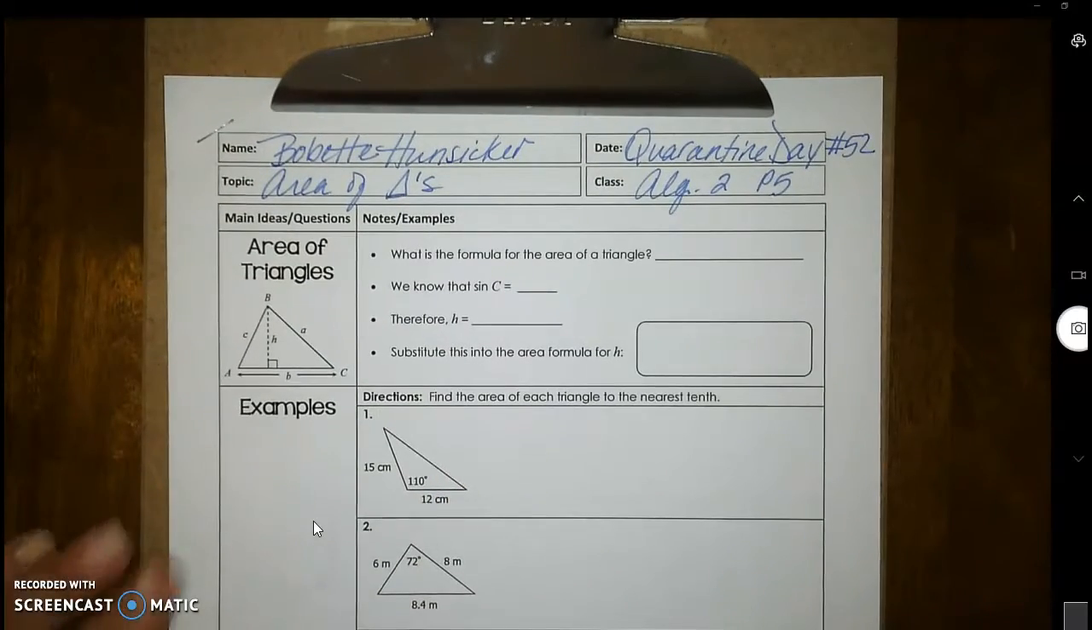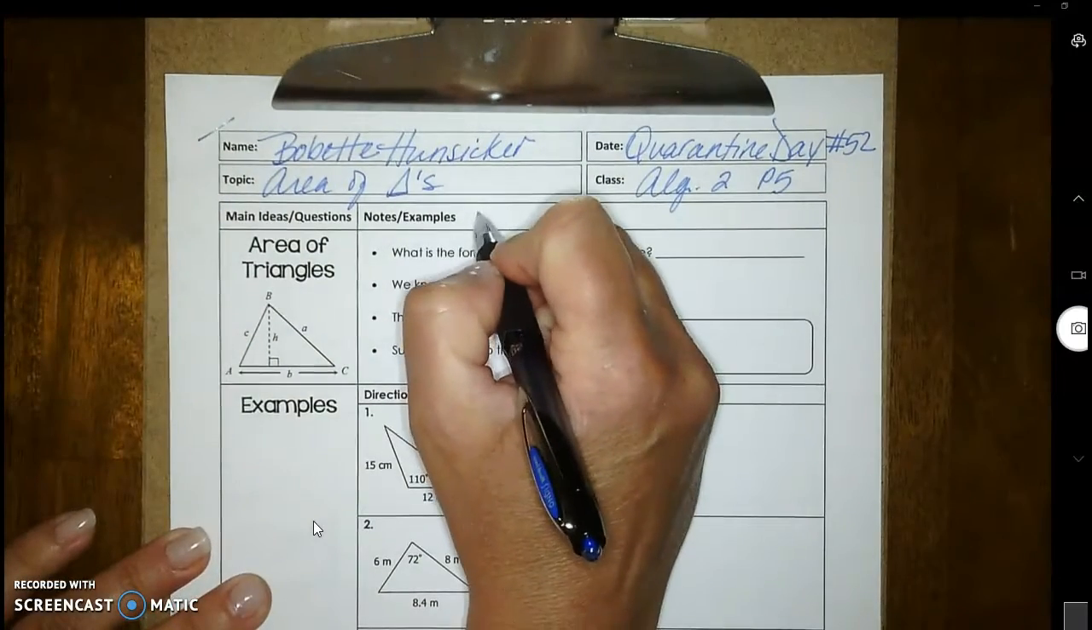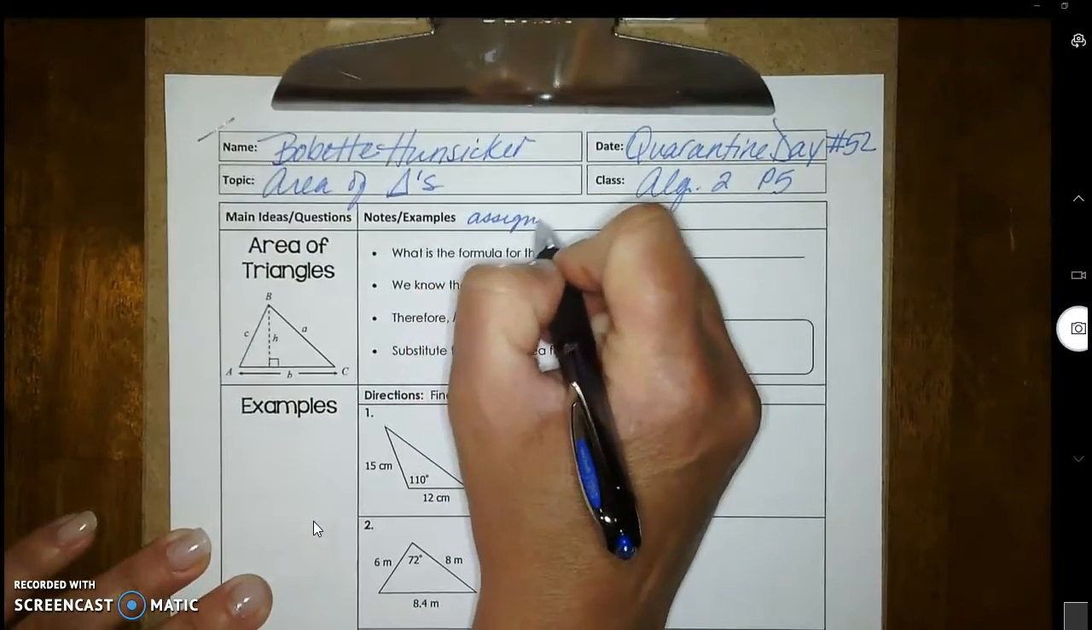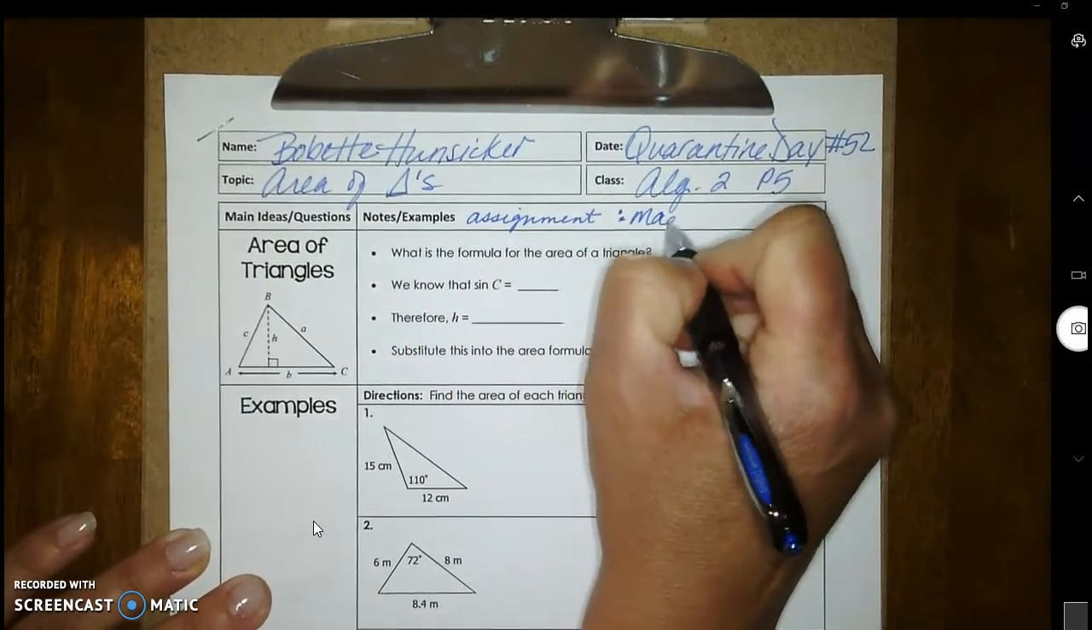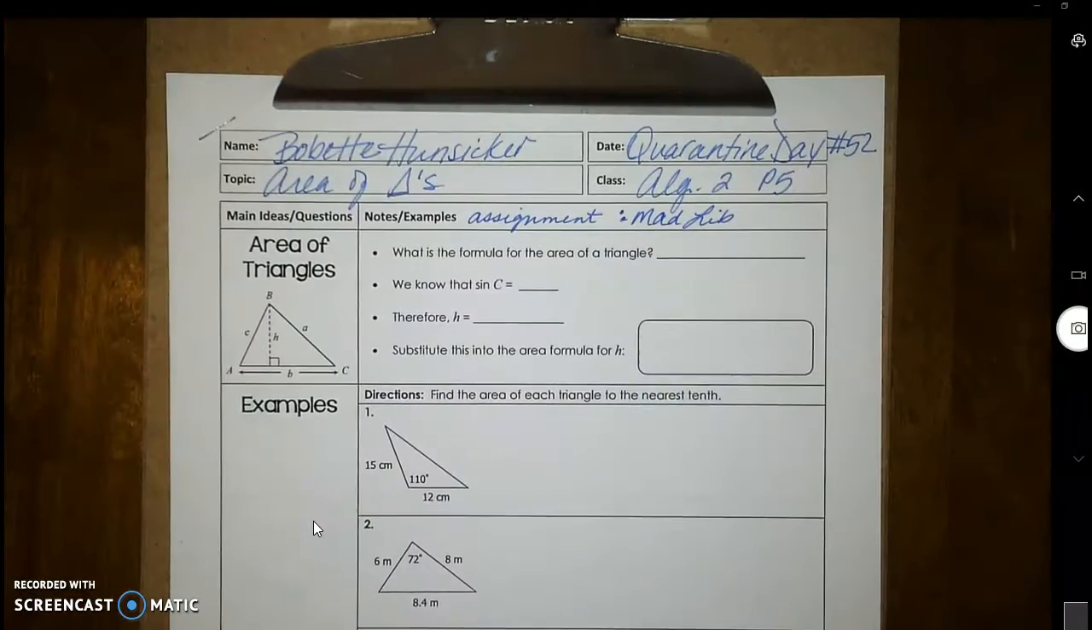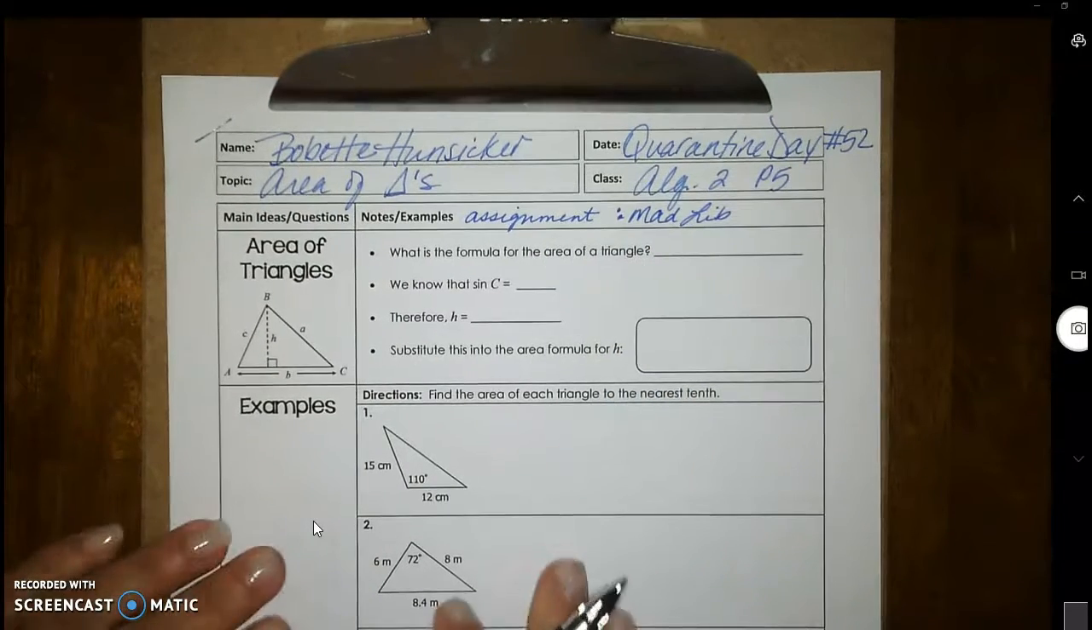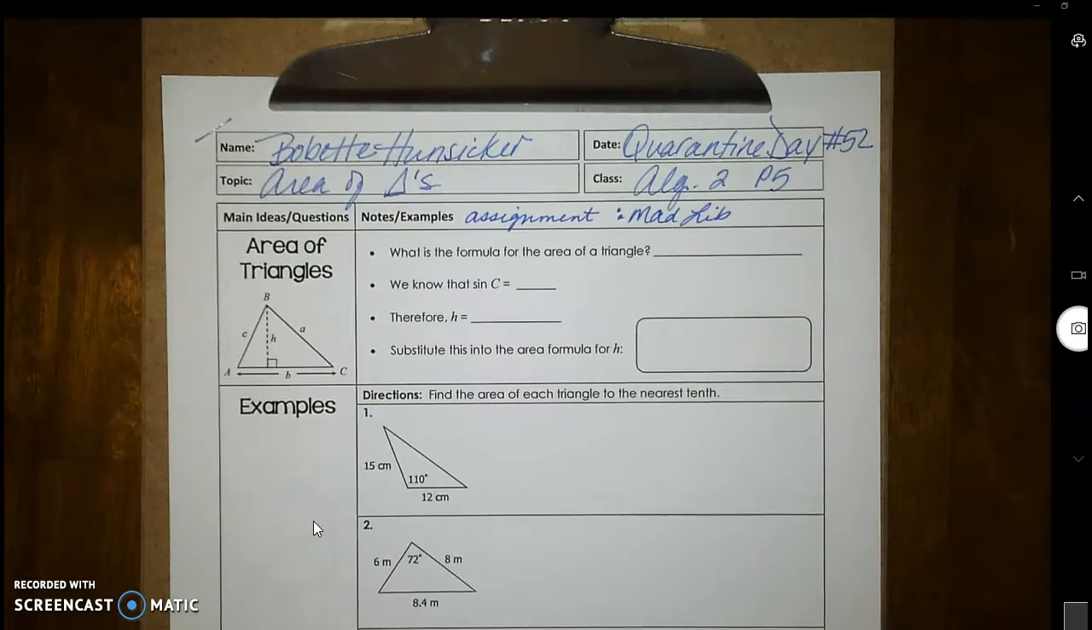We're going to be doing some area of triangles today. Your assignment is going to be a little bit different, but your assignment is to do the Mad Lib. I am going to show you how this works before you're able to do the Mad Lib. There's a couple of things that we need to go over as far as the area of triangles go. So let's go ahead and take care of that.